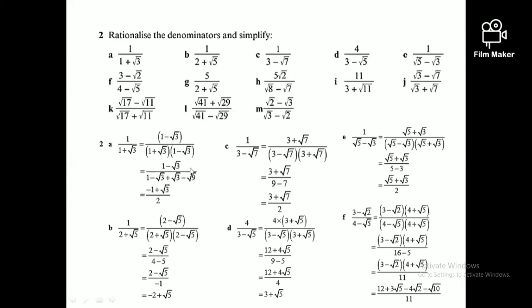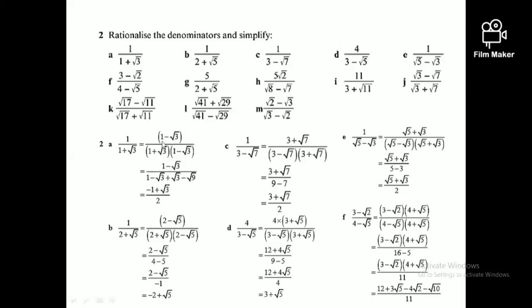Root 3 into minus root 3 is minus root 9. Then you can understand that minus root 3 and plus root 3 get cancelled. Numerator is 1 minus root 3. Denominator is 1 minus square root of 9. Square root of 9 is how much? It is 3. 1 minus 3 is minus 2. Then you can simplify the numerator and get the final answer over here.